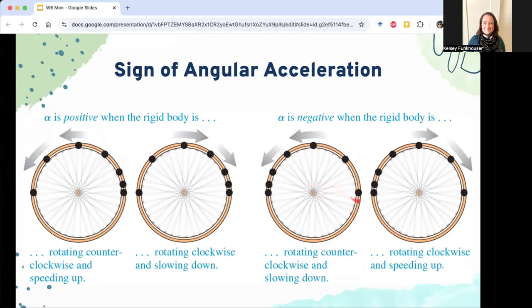And then again, with this one, it looks like we're rotating counterclockwise, so angular velocity is positive, but it's slowing down. So angular acceleration is in the opposite direction, making it negative. And then in this one, we're speeding up and we are moving clockwise. So the angular velocity is negative and so is the angular acceleration. So I know this looks weird, but it really is the same kind of logic as the linear motion. You just have to remember counterclockwise is positive and clockwise is negative.